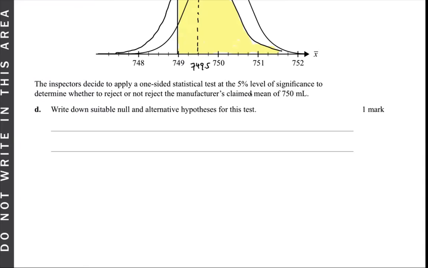Okay, the inspectors decide to apply a one-sided statistical test at a 5% level of significance to determine whether to reject or not reject the manufacturer's claim of mean 750 mils. So the null hypothesis is mu still remains 750. The alternative hypothesis is mu less than the claimed value, okay? Not less than 749. We still compare everything against the original population mean, okay?